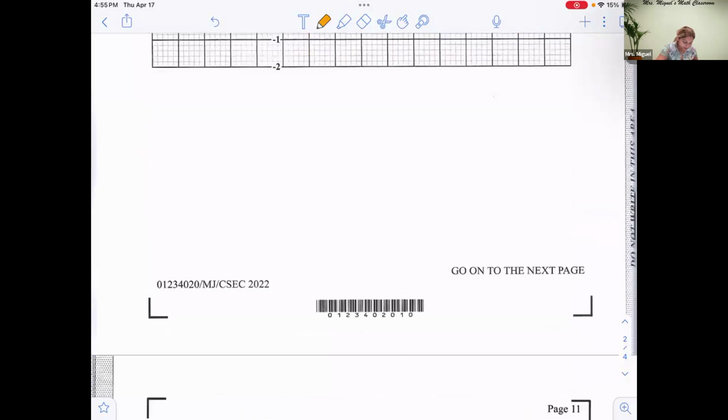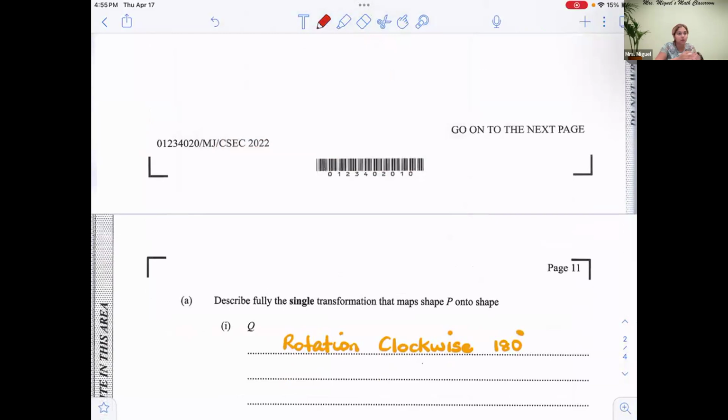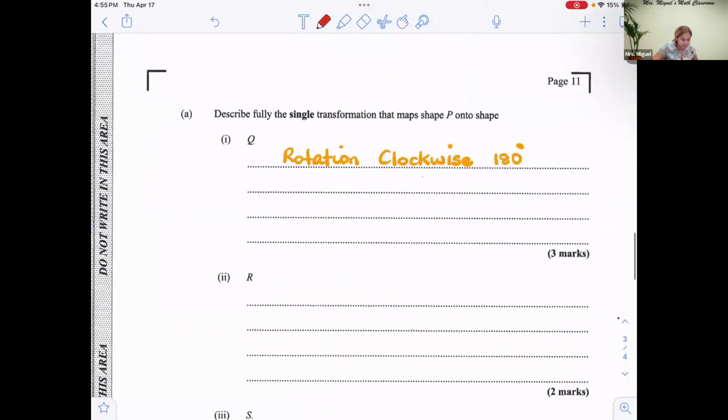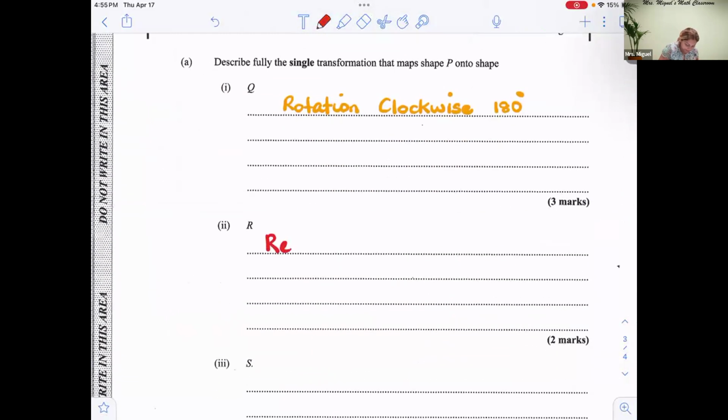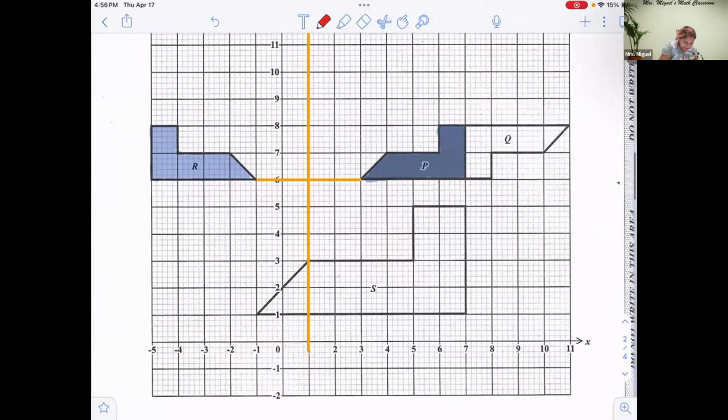Right? So it is a reflection. If reflection is all you know, write it. You will still get a mark because reflection is correct. X equals 1, and then P to S.